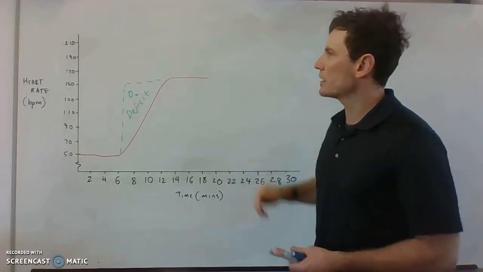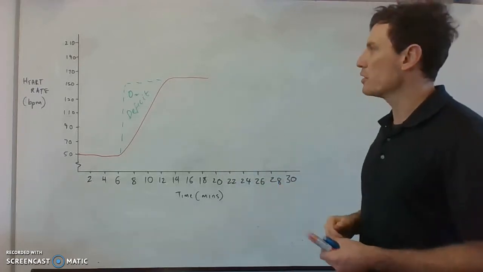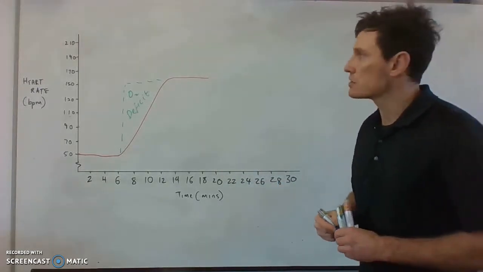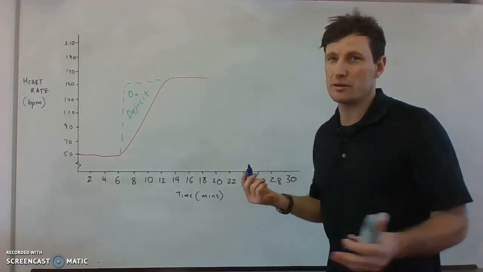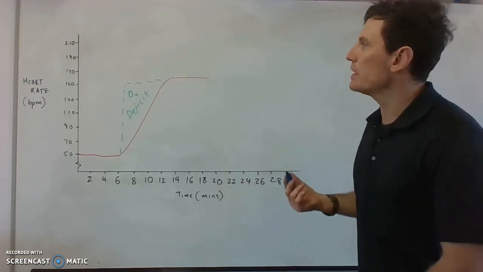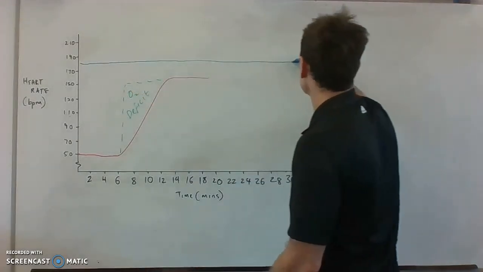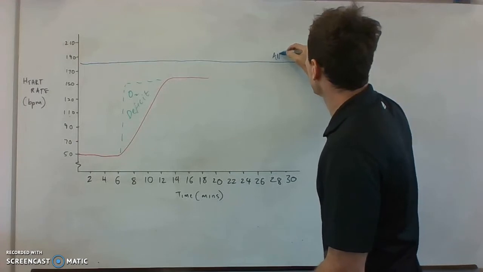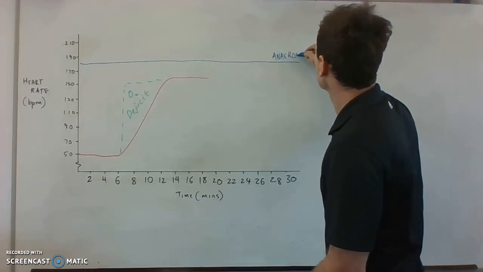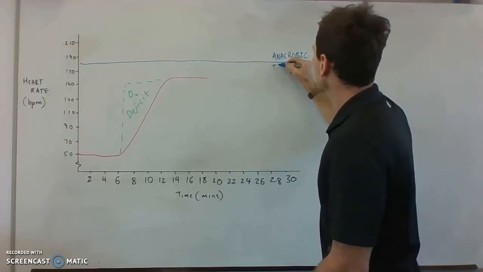Now, we are still working under our anaerobic threshold. So our anaerobic threshold for an athlete who's about 20 would be around 185 beats per minute. So let's put that in there. That is what we call the anaerobic threshold.